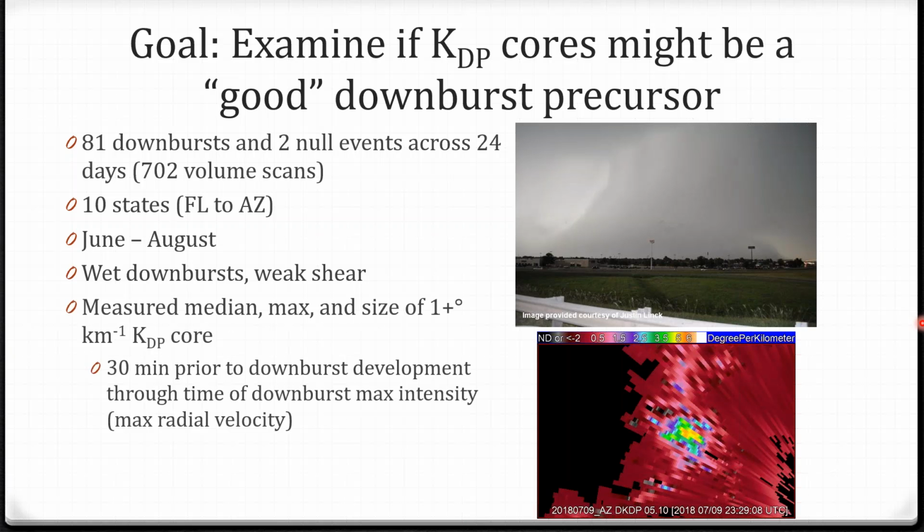And for all of those events, all the volume scans, we measured the median, max, and size of the KDP core. You can see an example of a KDP core over here on the right. And we defined our KDP core as any value of KDP greater than 1 degree per kilometer. And then we measured the evolution of the KDP cores from basically 30 minutes prior to when the downburst developed through the time of downburst max intensity, which we defined as when the maximum 0.5 degree radial velocity occurred.